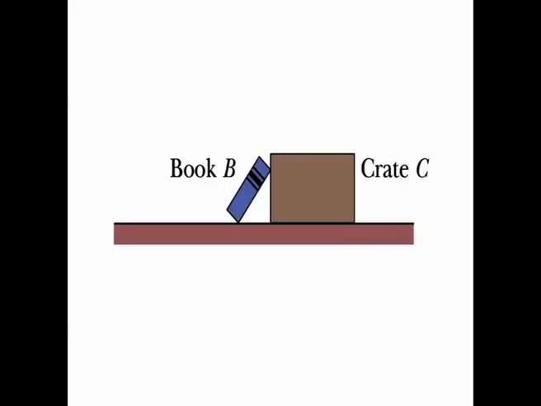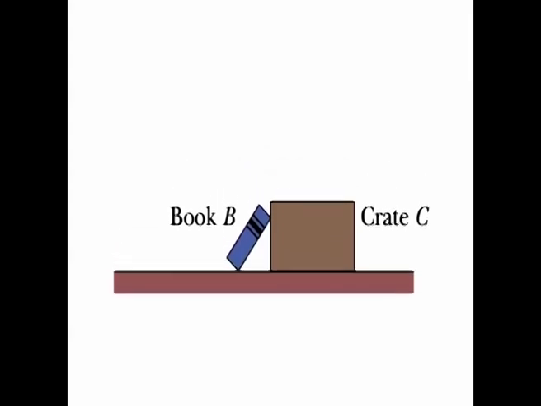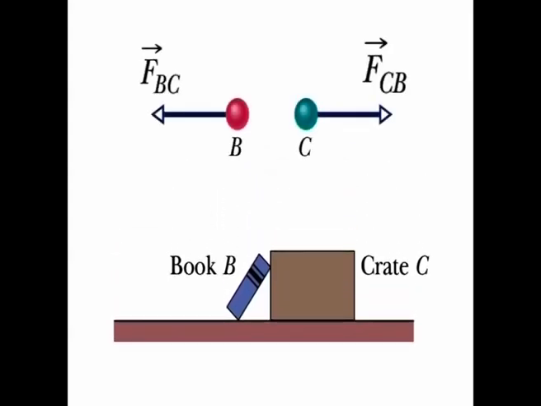Newton's third law. Two bodies are said to interact when they push or pull on each other, that is, when a force acts on each body due to the other body. For example, suppose you position a book B so it leans against a crate C. Then the book and the crate interact. There is a horizontal force FBC on the book from the crate, or due to the crate, and a horizontal force FCB on the crate from the book, or due to the book.